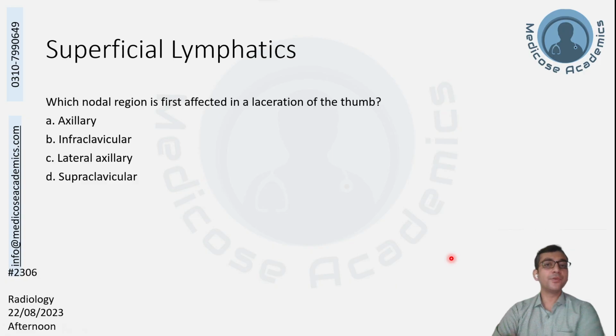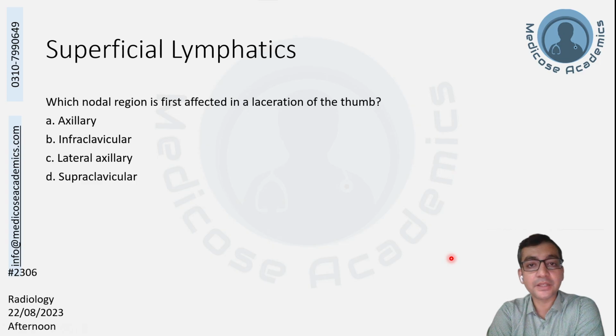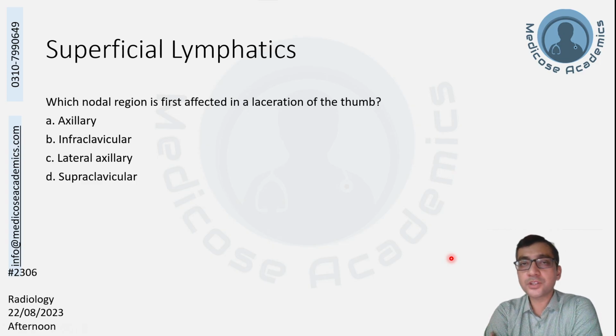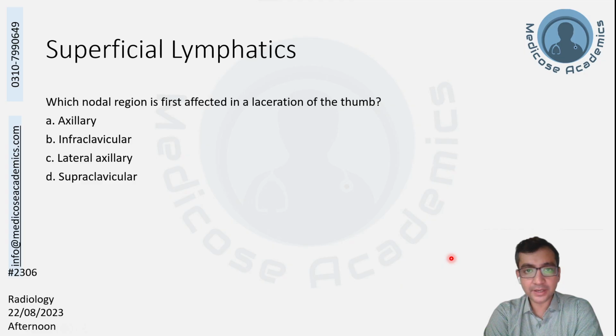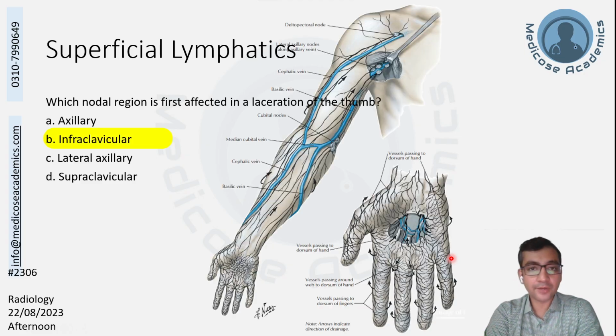Superficial structures, which nodal region is first affected by the laceration of thumb? At least you must know which node drains the thumb, which node drains the little finger. Which node first drains the thumb? The infraclavicular nodes.